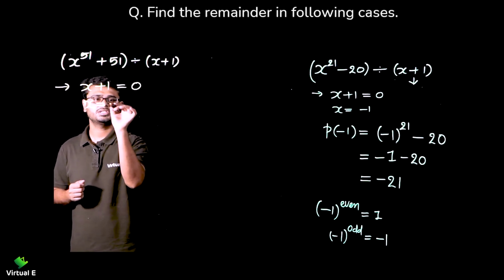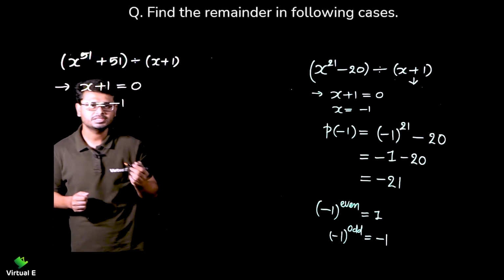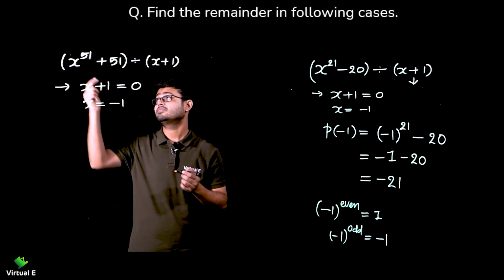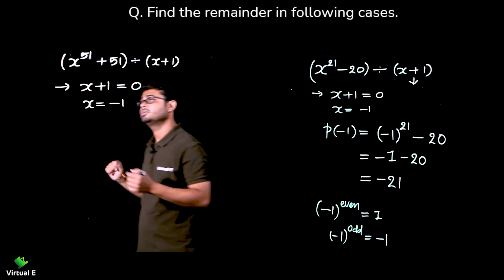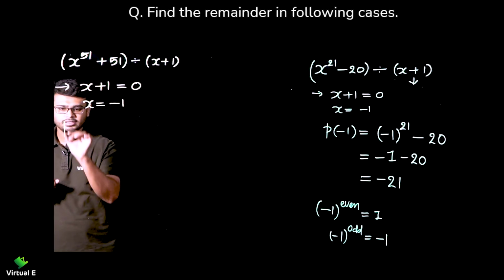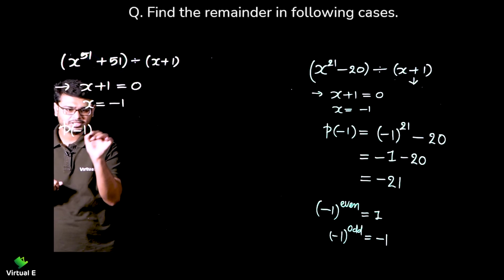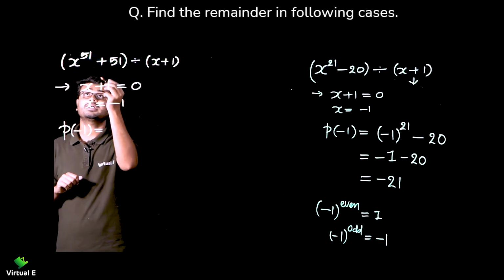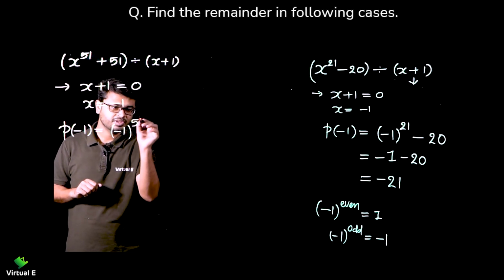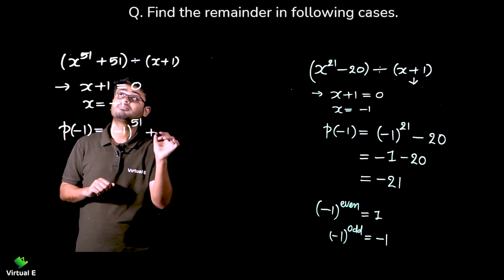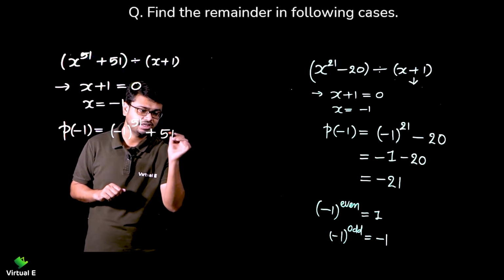So x is equal to minus 1 is the value, the point at which we need to find the value of the polynomial. So let's start. Here we will write p(-1). So here x raised to 51, so (-1) raised to 51, and here plus 51 as well.